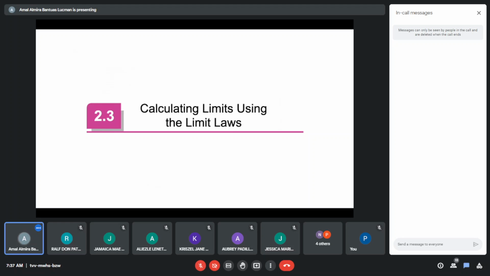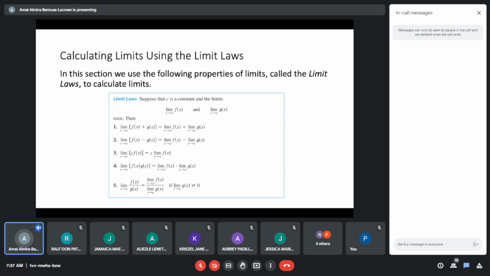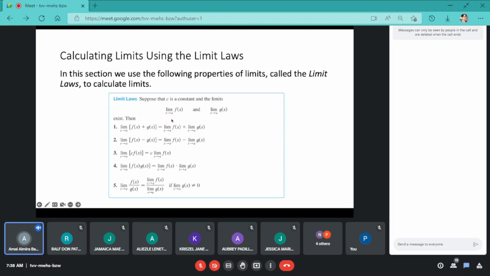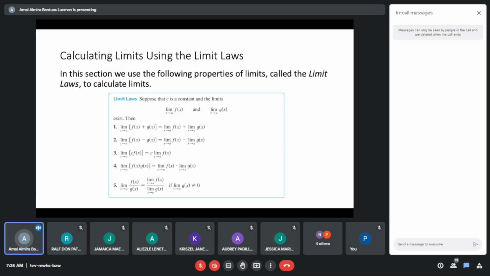Now, in this section, let us calculate the exact value of the limits of the function using the limit laws. These are the limit laws that we need in solving the limits of given functions. Let's say we have a c that represents a constant, and that the limits of the functions f and g of x as x approaches a exist, meaning they have values. The value is a number, not does not exist or undefined.